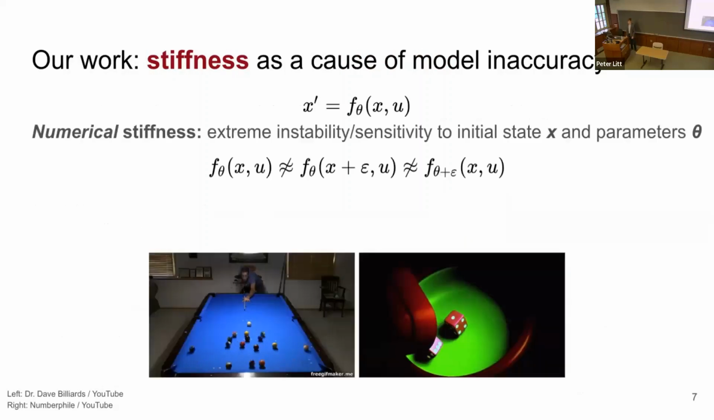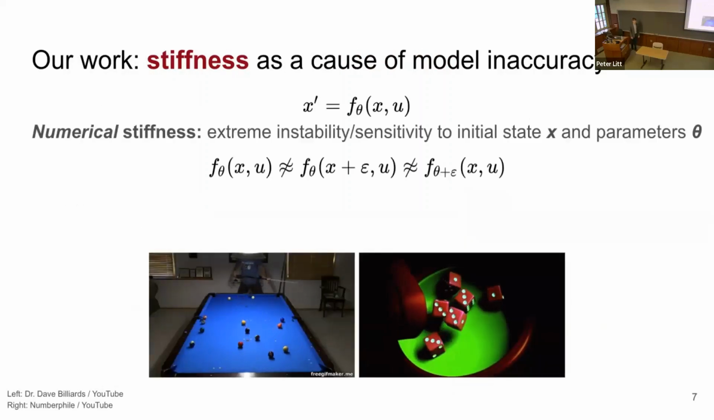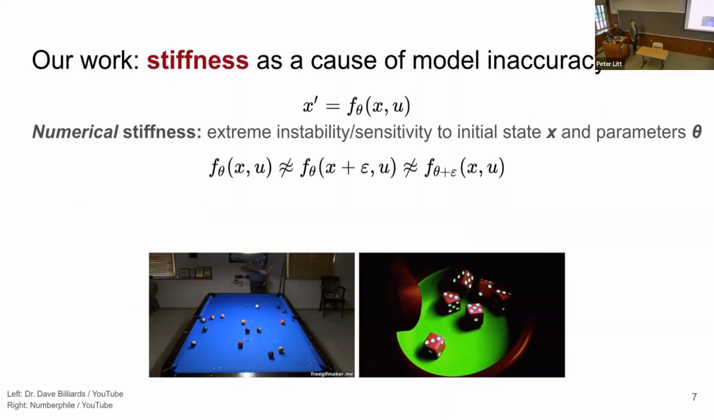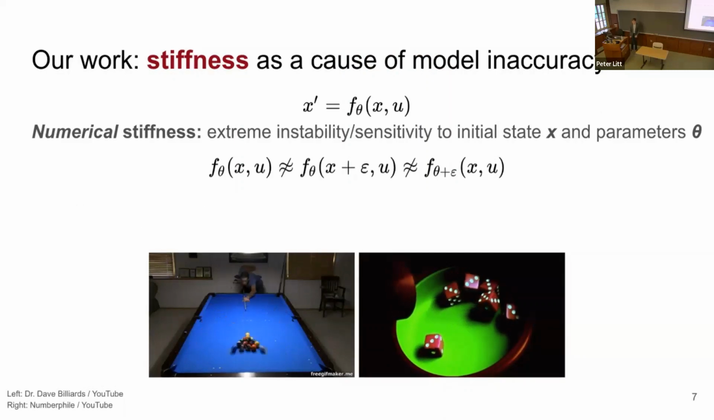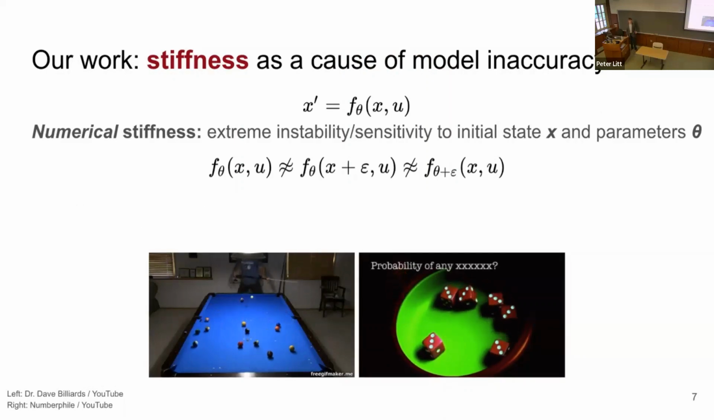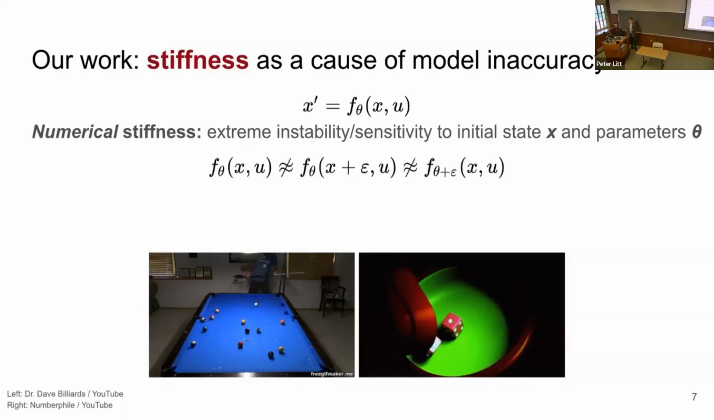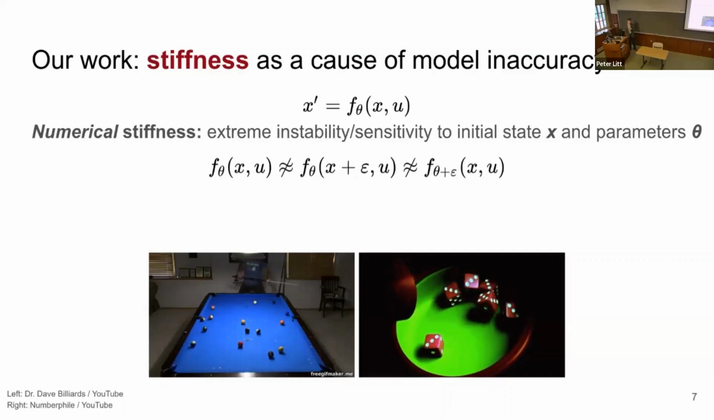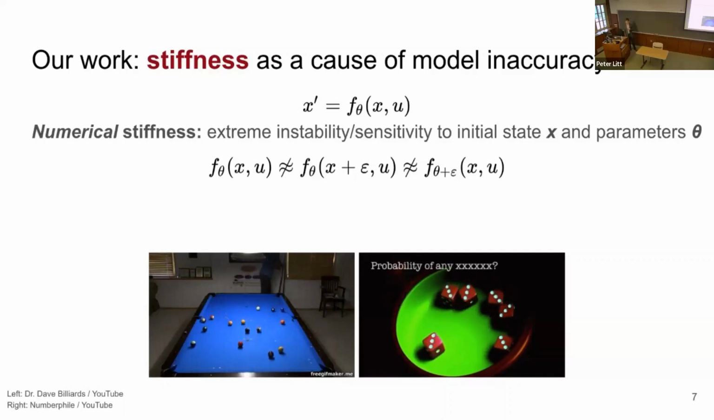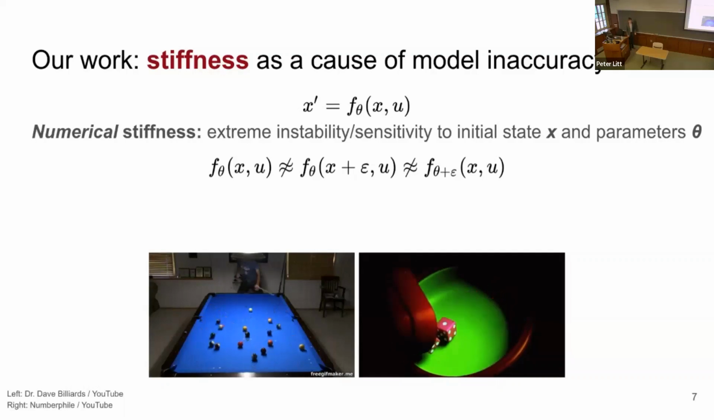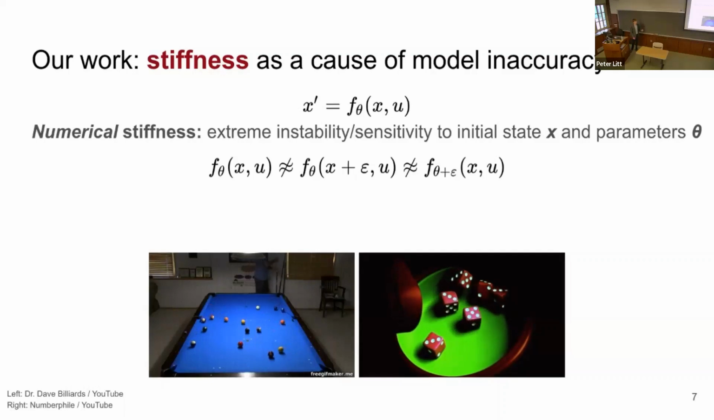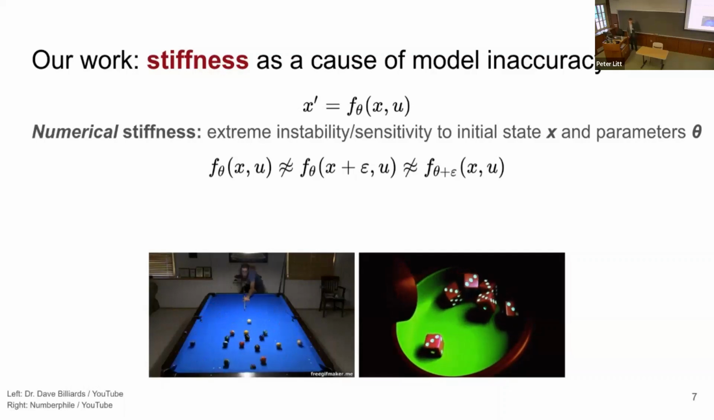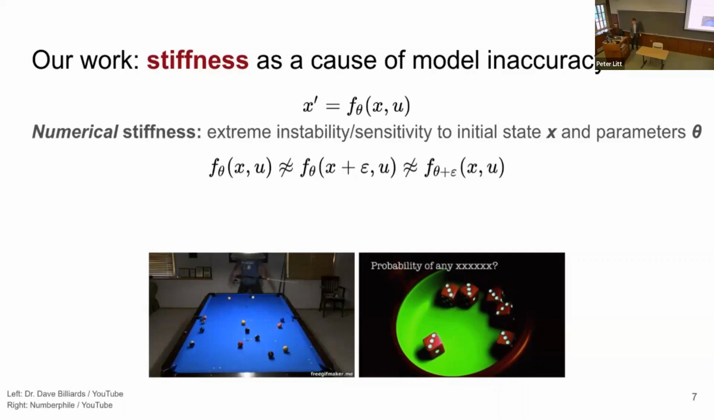And mathematically, we define numerical stiffness as extreme instability or sensitivity to initial conditions. And so what this means is that even on real world systems, if the system starts from a slightly different initial condition, the resulting outcome is very different. And this is something that we intuitively understand as humans. For instance, in billiards breaks, tiny subpixel differences in the initial positions of the billiards balls can result in completely different behavior after the break.